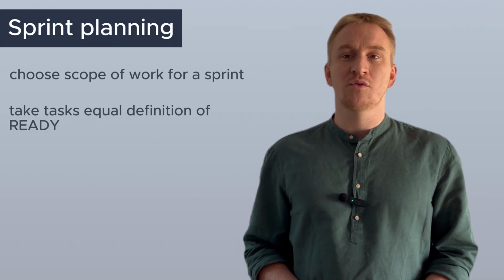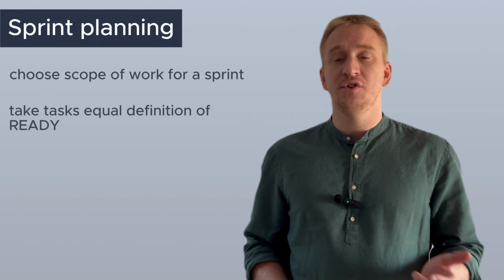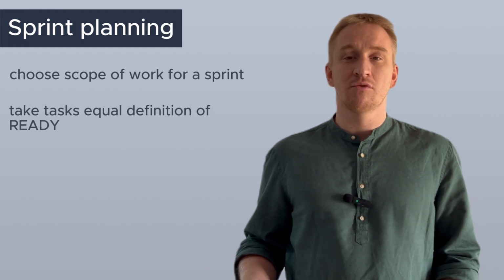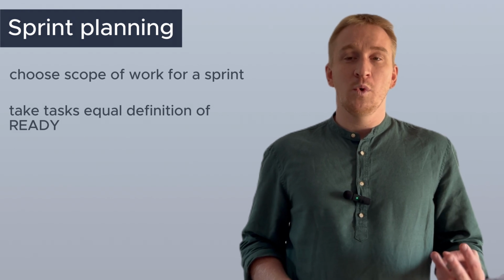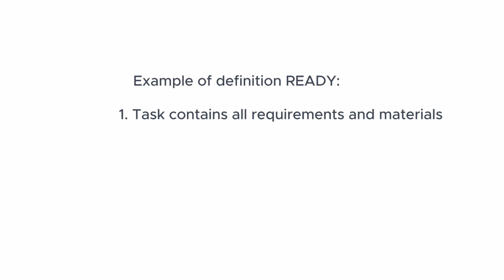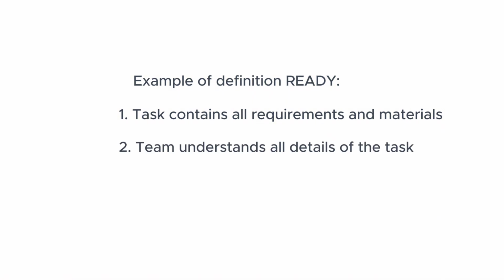There are two important terms in Scrum we need to know. It's definition of ready and definition of done. Let me show you an example of definition of ready. It's just a term you're agreeing to use with your team. For example, we can consider some tasks to be equal to definition of ready if they are: 1. Task contains all requirements and materials. Number 2. Team understands all details of the task. And number 3. Team estimated the task in story points. Each task that matches these points is ready to be taken into work. Each team can define their own definition of ready. The one above is an example from one of my projects. You as a team have to confirm when you consider a task to be ready to be taken into work.